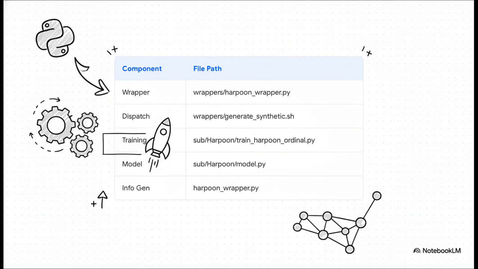And here they are, the 5 key files where all the magic really happens. You've got the Python wrapper that kicks everything off, the training script, the whole shebang. Understanding this file structure is the first step, because it shows us exactly where we can go and make some really smart, targeted changes.